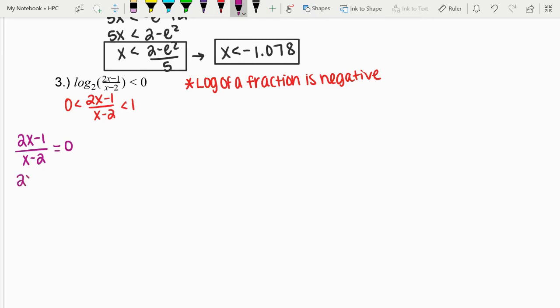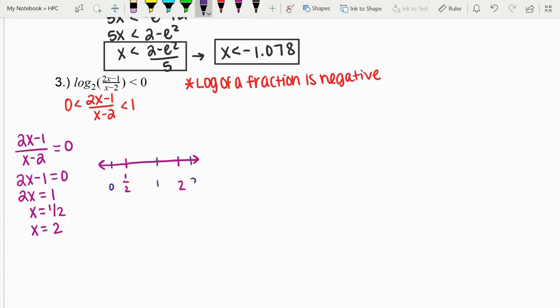Then I'm going to have 2x minus 1 is equal to 0. 2x is equal to 1. So x is equal to 1/2. I also have x is equal to 2 because the denominator cannot be zero. Then we're going to test our values. Here I have 1/2 and I have 2, but I'm going to test some values in between. I want to test 0, I'll test 1, and I'll test 3.